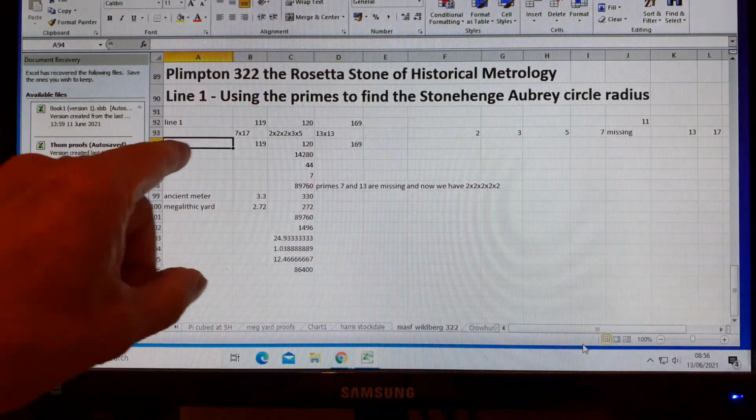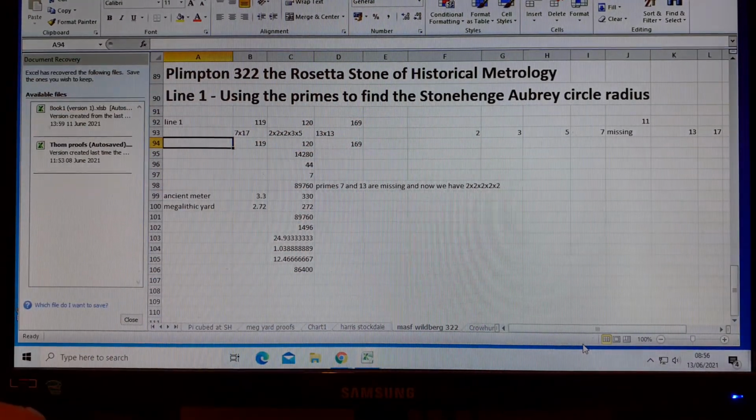It comes from this line 1, and the primes have been manipulated in such a way that we know that this 89760 is absolutely intentional. But it's an amalgam of two different cultures. It's Babylonian if we multiply 14280 by 3.125. And it's Egyptian if we multiply it by 44/7. So we're into the design of the Giza Pyramid here, but we're talking about the Stonehenge Aubrey Circle. Obviously it's been designed using the same structure.